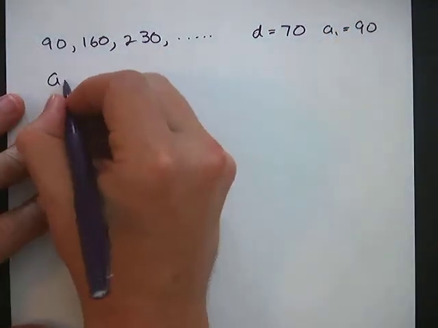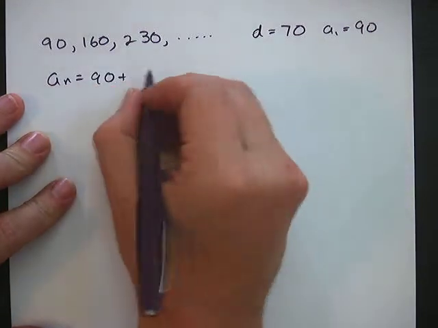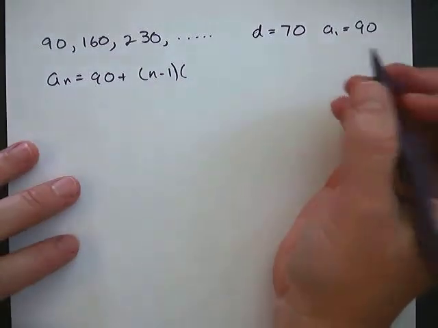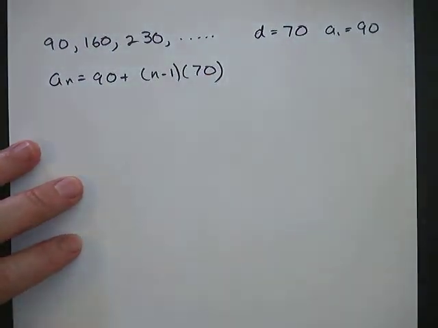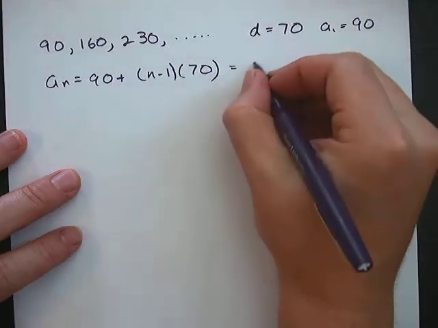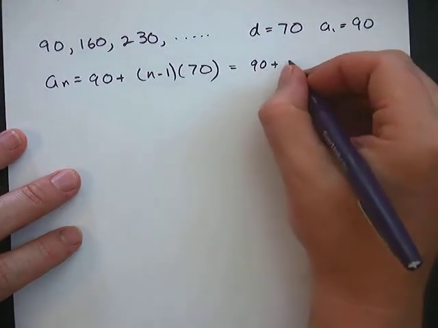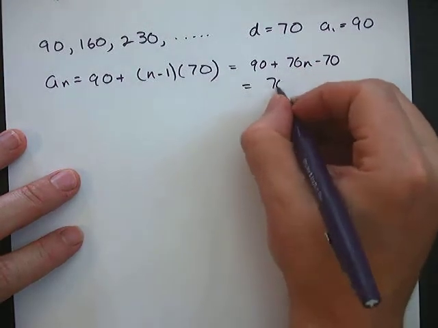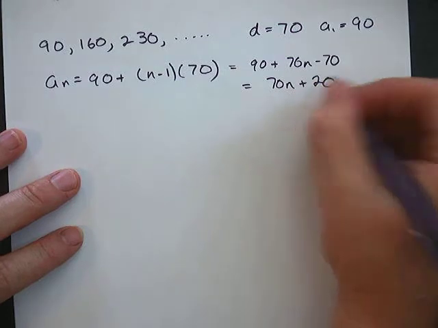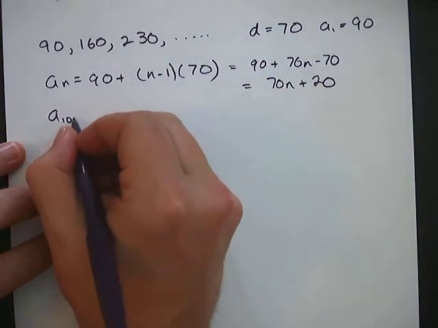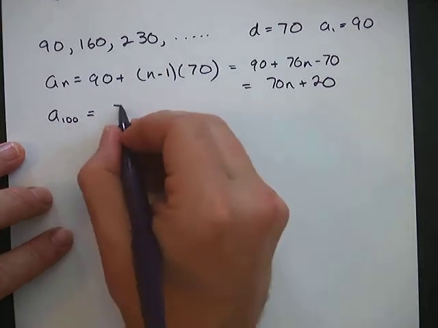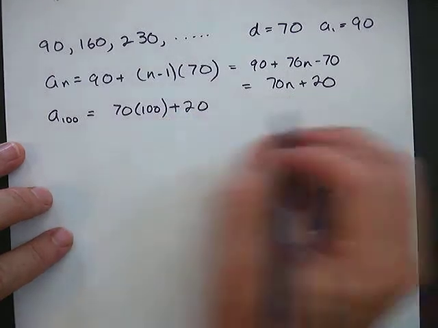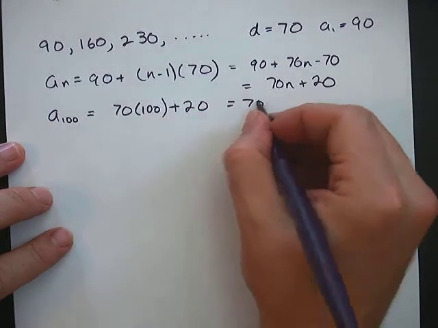So we write that down. a sub n is equal to 90 plus n minus 1 times 70. Okay, and if we clean that up a little bit, we get 90 plus 70n minus 70. And then that gives us 70n plus 20. And if we want to find the 100th term, we plug in 100 and we get 70 times 100 plus 20. Okay, and that gives us 7,020.